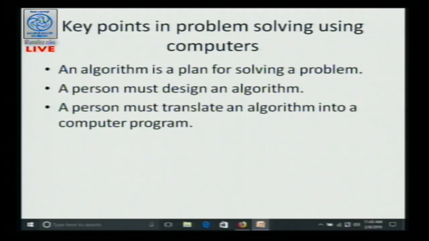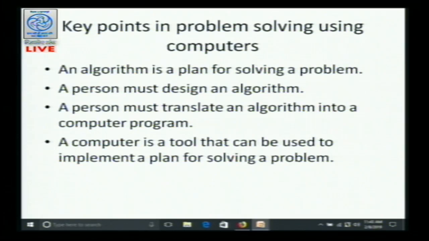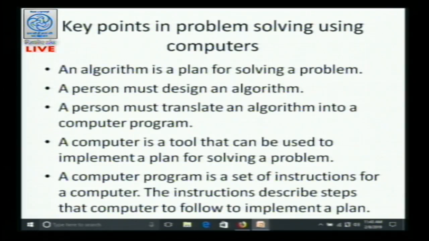So three things so far as I have said: I have to design a plan, and then someone has to design an algorithm based on my plan, and then someone again has to convert that algorithm into a program. And of course, as I said, a computer is nothing but a tool that will be used to implement my plan. And a computer program is nothing but a set of instructions, right? So, algorithm is something like how we are going to solve a problem using a computer.